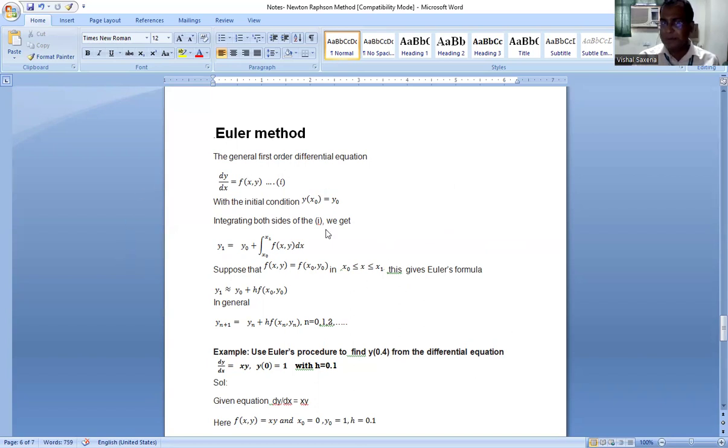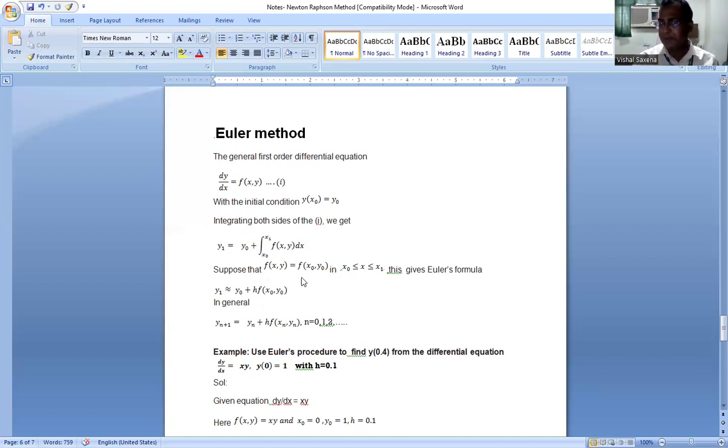To make a general solution formula for Euler's method, first we integrate this equation on both sides. We get y1 equals y naught plus the integration from x naught to x1 of the function f(x, y) dx. We have integrated this equation with respect to the variable x.